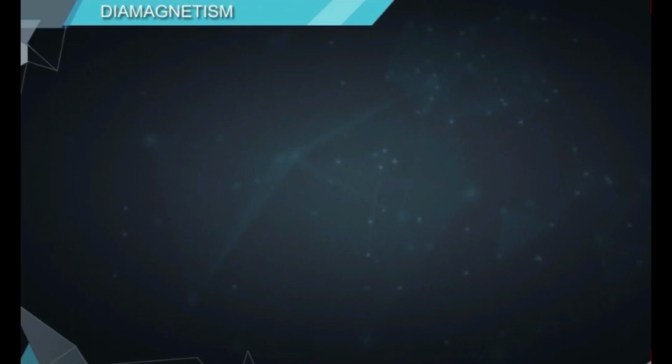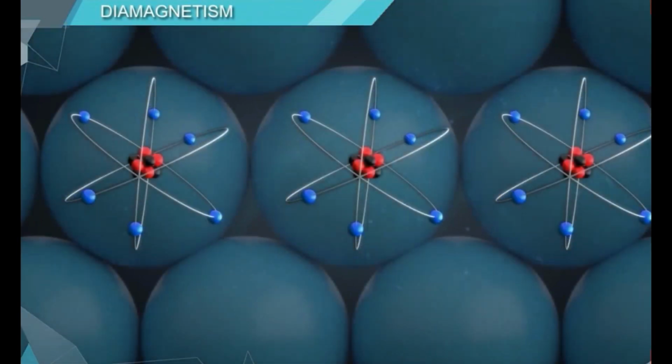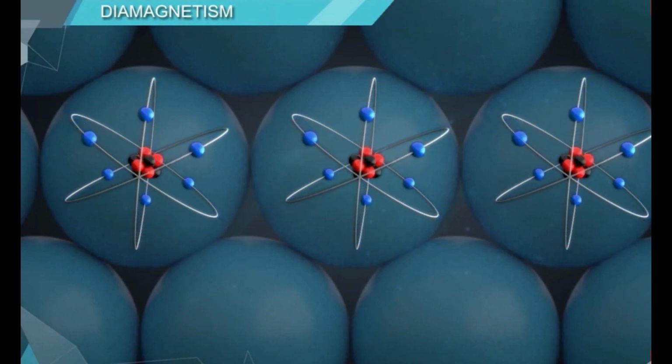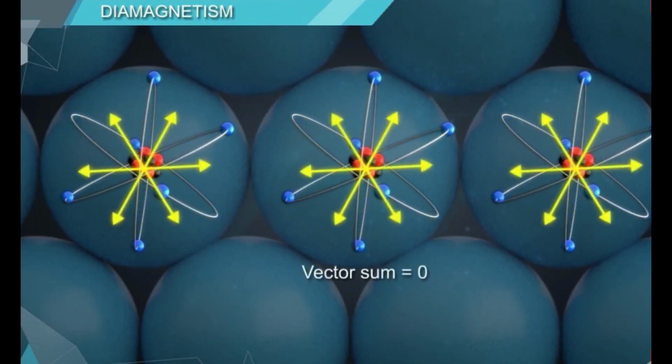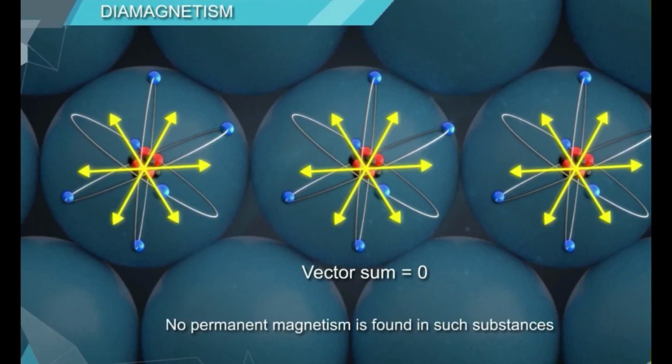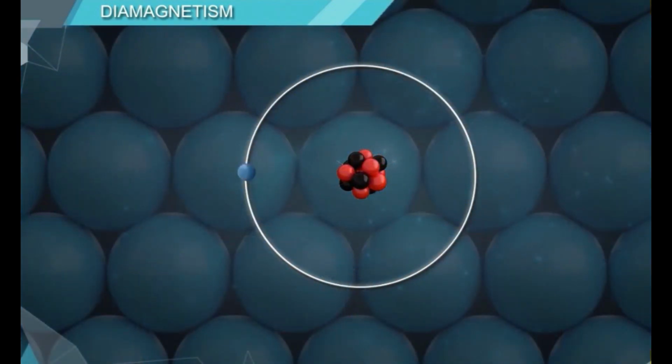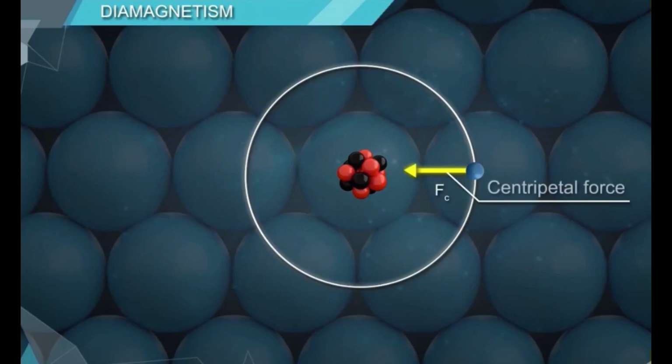Diamagnetism. In diamagnetic materials, the atoms contain fully filled paired electron orbitals. The vector sum of magnetic dipoles of all orbital electrons is zero. Hence, no permanent magnetism is found in such substances. At the atomic level, the electrons revolve around the nucleus due to the centripetal force acting on it that is directed towards the center.